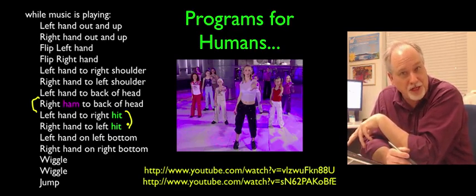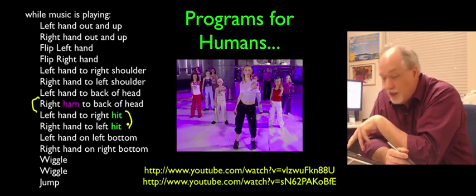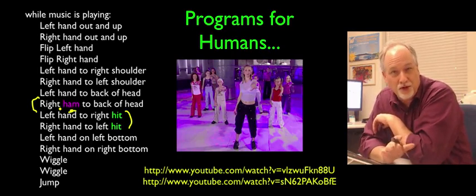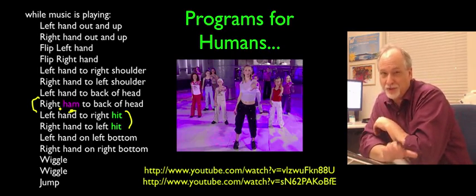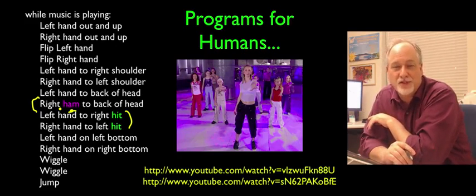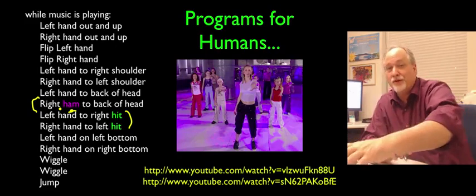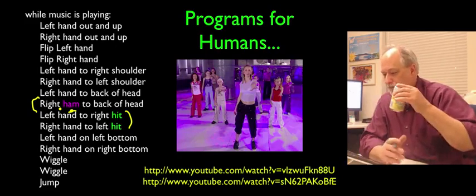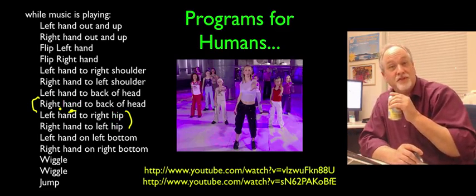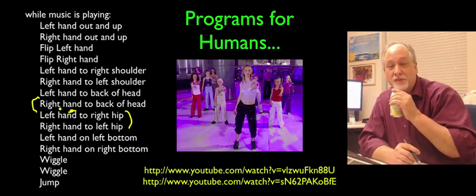Now, a human reading this would say, oh, I think they meant to say hand here. But a computer is much more literal than people. We'll see a couple of exercises where we'll see that people can correct little mistakes like this, but computers cannot, right? So we have to fix these bugs, and we have to say right hand, and we have to say hip when we mean hip.